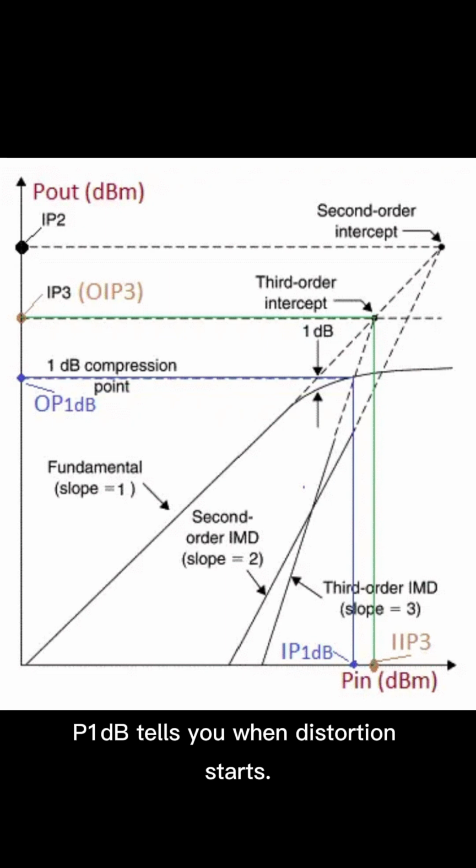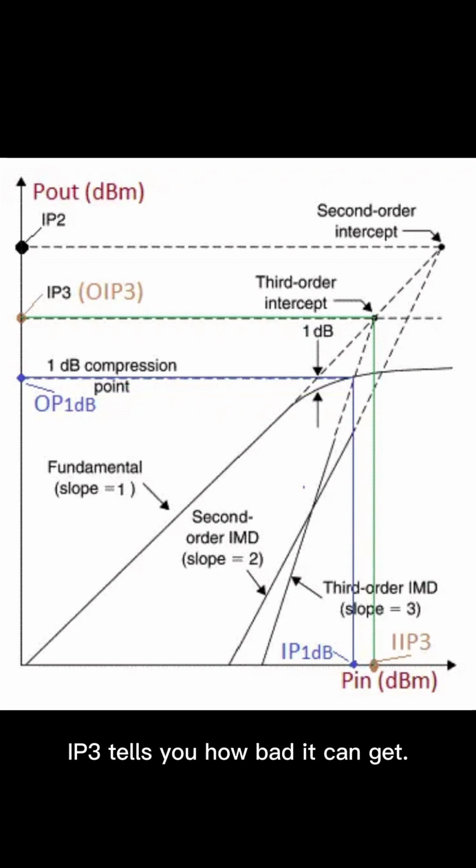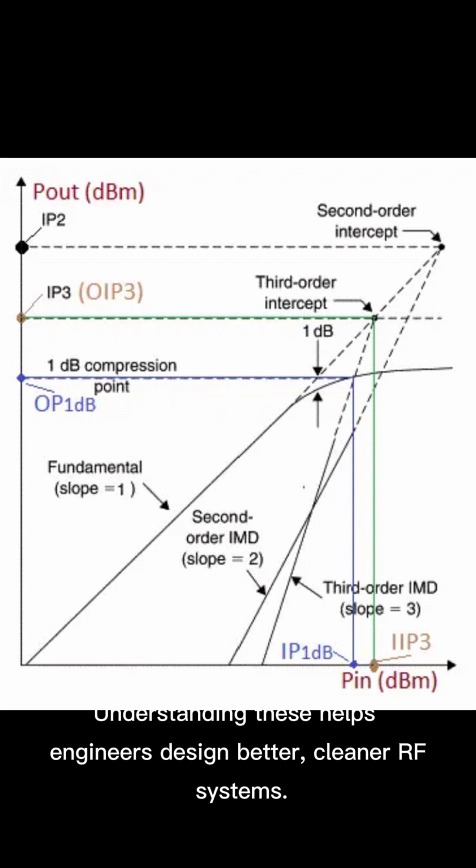Bottom line. P1dB tells you when distortion starts. IP3 tells you how bad it can get. Understanding these helps engineers design better, cleaner RF systems.